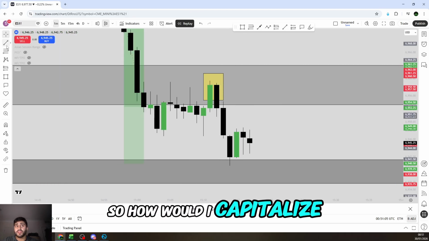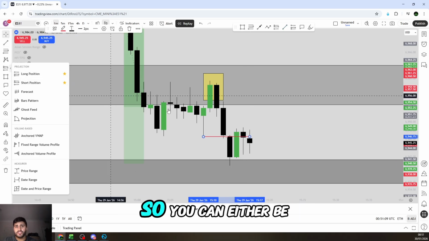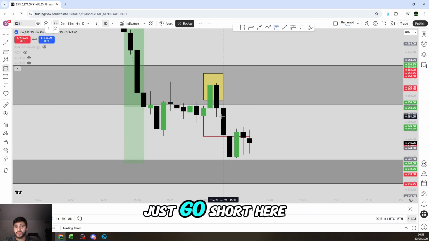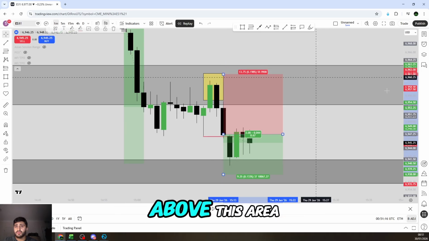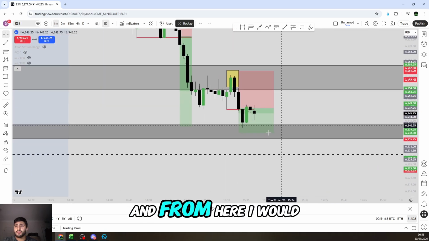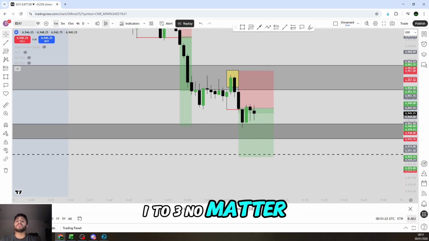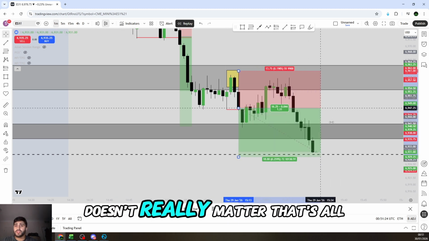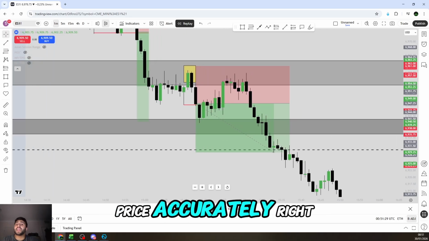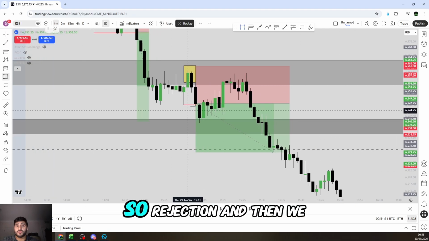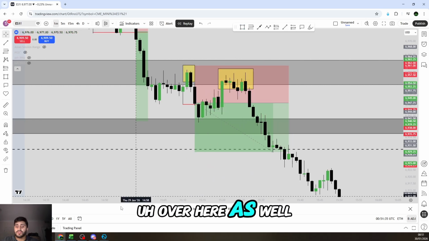So how would I capitalize on an entry? Something like this, right? You can either be a bit more aggressive and just go short here. I prefer to be a bit more conservative. I'll have my stops just above this area, and from here I would just target the EQ. 1 to 1, 1 to 2, 1 to 3. No matter what your risk rewards are, it doesn't really matter. All that matters is that you can read price accurately. You want to understand what was going on. So rejection, and then we had our second set of rejections over here as well.